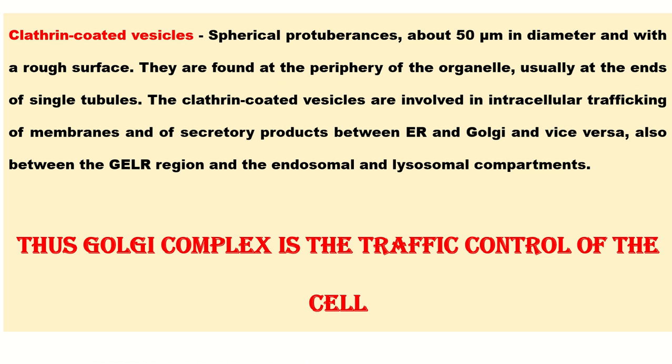Finally, coming to clathrin coated vesicles. These are spherical protuberances about 50 micrometer in diameter and with a rough surface. They are found at the periphery of the organelle, usually at the ends of single tubules. The clathrin-coated vesicles are involved in intracellular trafficking of membranes and of secretory proteins between ER and Golgi and vice versa. That means what? Anterograde and retrograde transport.